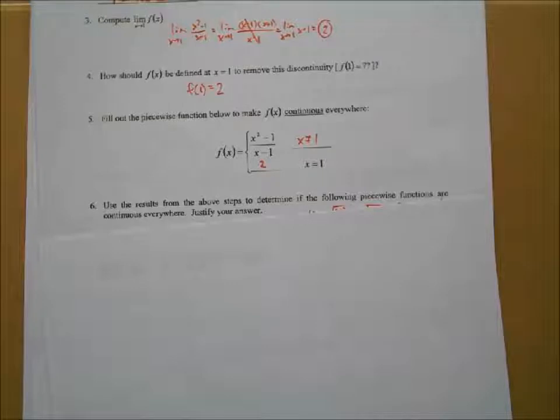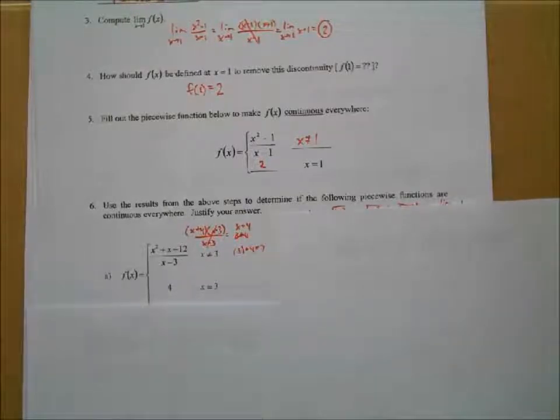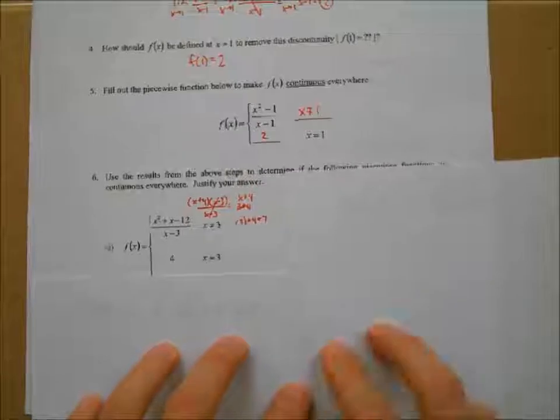Okay, now, use these results from the above answers to determine if the following piecewise functions are continuous everywhere. Justify your answer. So, let's see here. I'm gonna need 2 sheets of paper because there's 2 problems here to block off. So there's our first function.